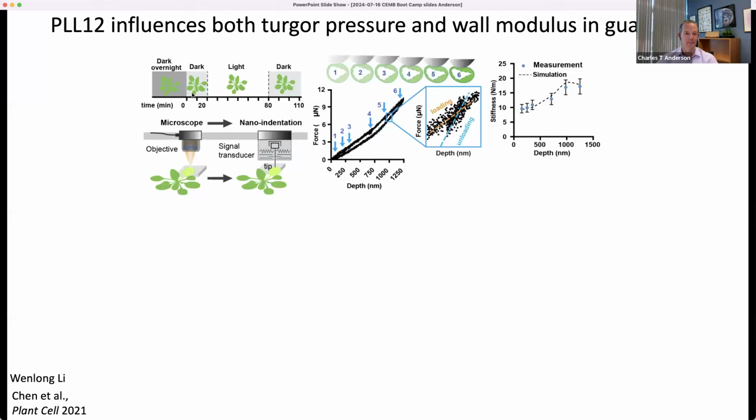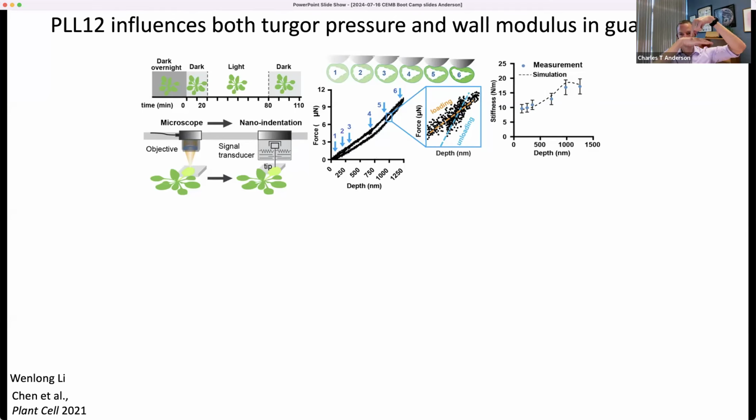nanoindenter machine. And we start with them in the dark for 20 minutes. We turn on the light for an hour, and then we turn the light back off. And by pressing gently on the surface of the stomatal guard cells with this nanoindenter to varying depths, we can get estimates of both the so-called modulus, or roughly the stiffness of the wall, and also the turgor pressure that's inside these cells.